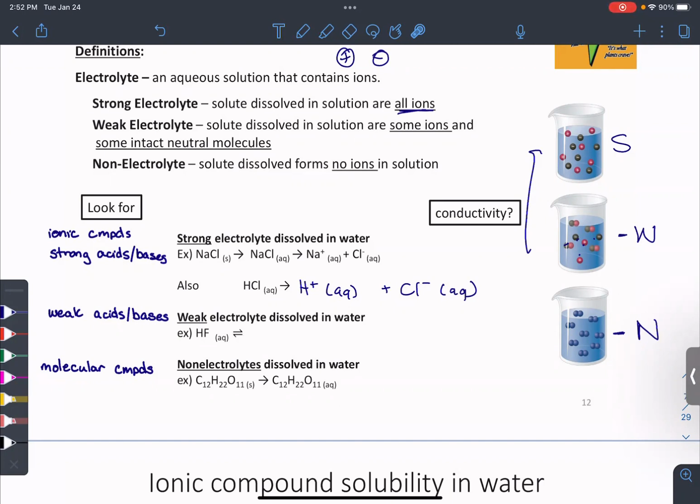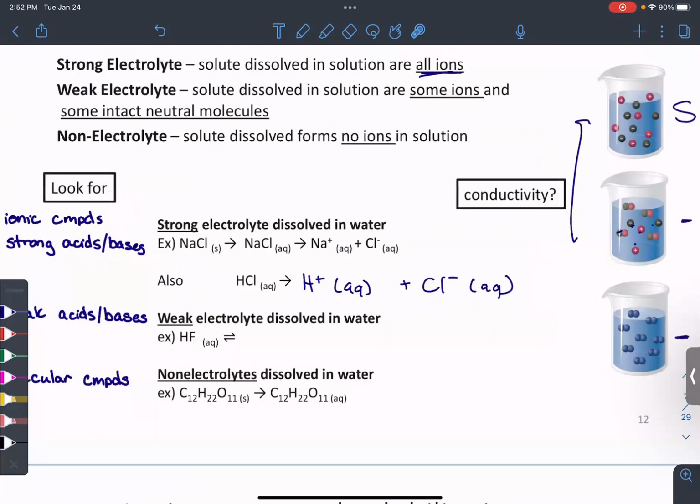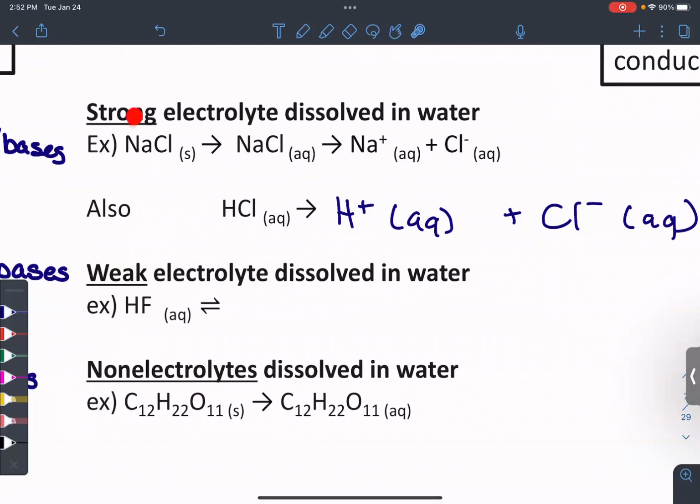Okay, so I did strong, I did non. The one I didn't do yet was weak. So what makes a weak electrolyte a weak electrolyte? We look for weak acids and bases, which we'll talk about further here. Strong electrolytes have all ions in solution. Weak electrolytes only have some ions in solution. HF, hydrofluoric acid, is an example of a weak electrolyte. When you put HF into solution, only some of those HF molecules break apart.